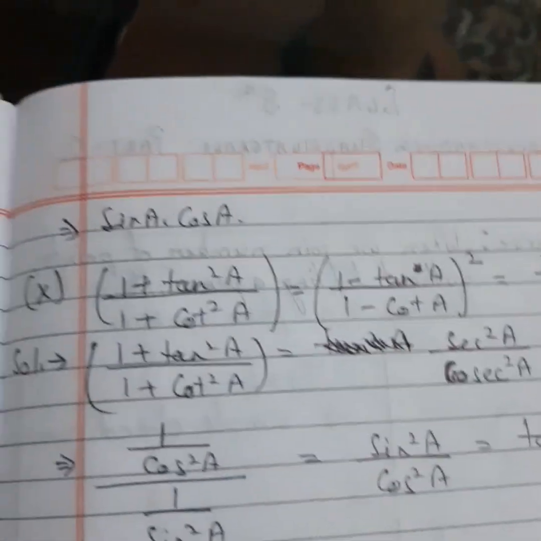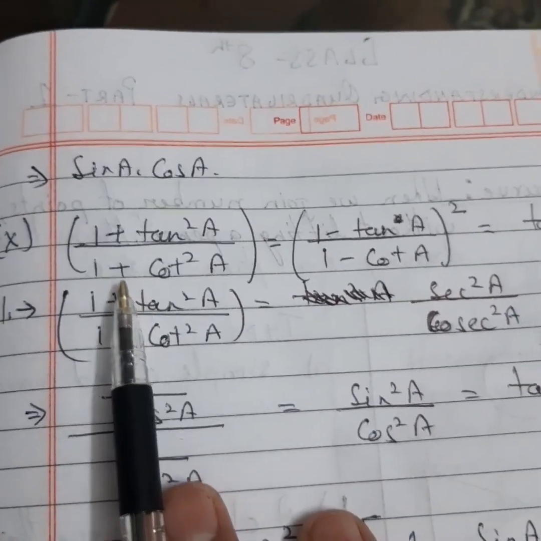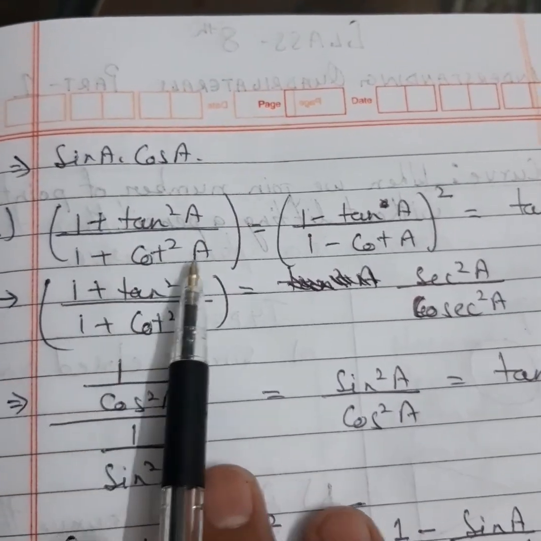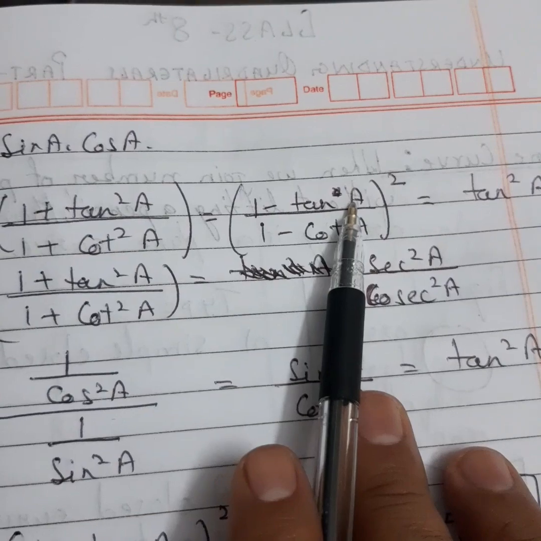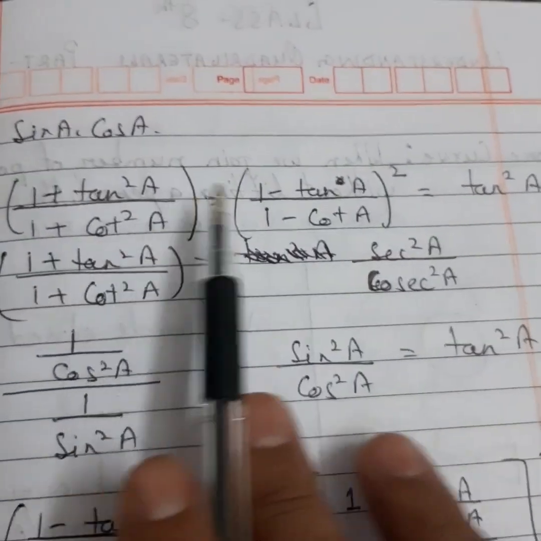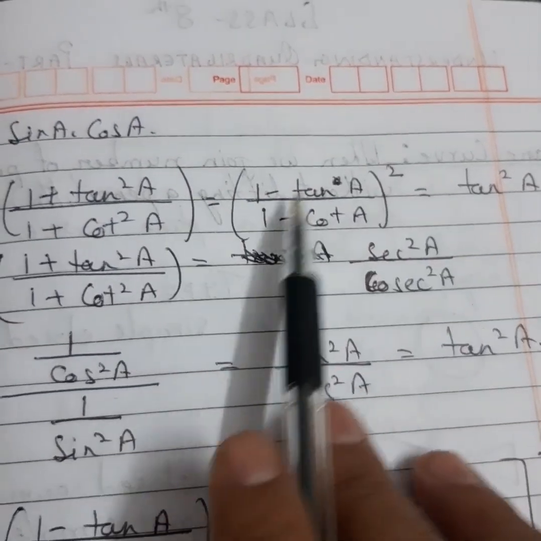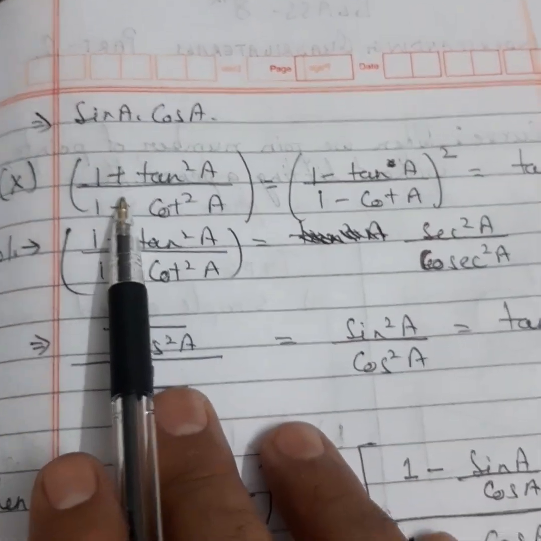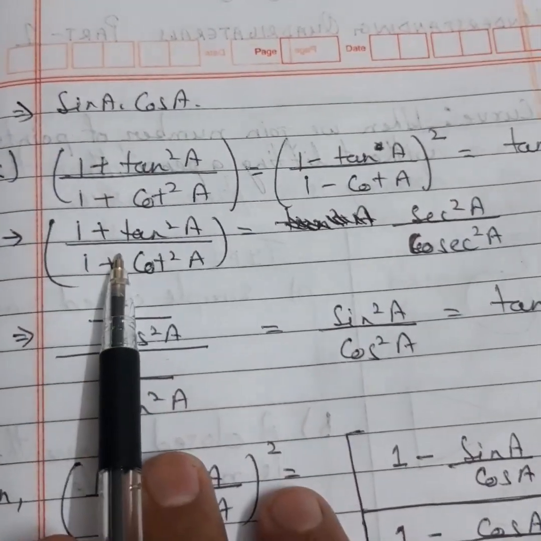Now the last part, the 10th one: (1 + tan²A)/(1 + cot²A) = ((1 − tan A)/(1 − cot A))² = tan²A. So now we have three things and we have to prove that they are equal to each other. First of all, we have taken the first one, right?